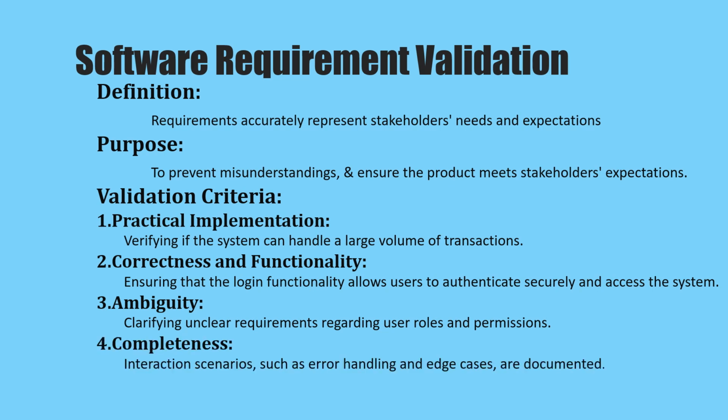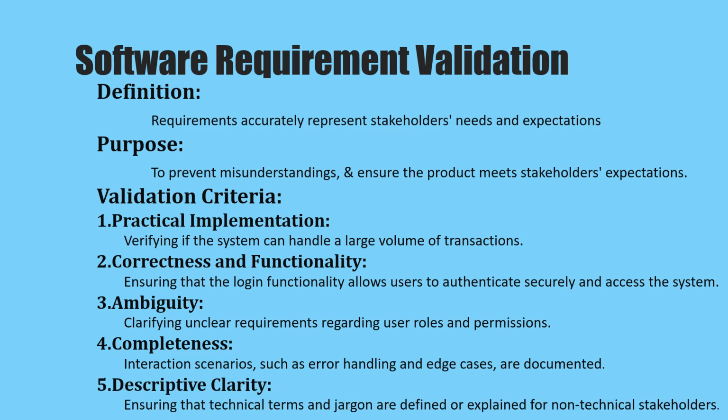Completeness: checking if all user interaction scenarios, such as error handling and edge cases, are documented. Descriptive clarity: ensuring that technical terms and jargon are defined or explained for non-technical stakeholders.